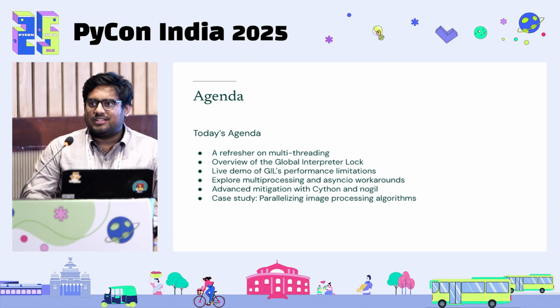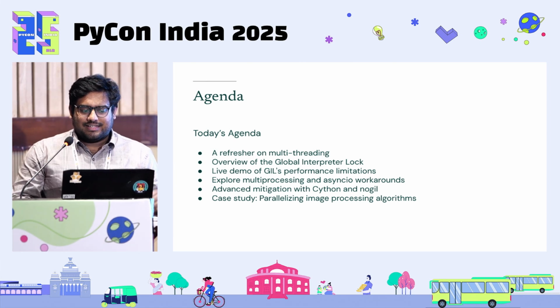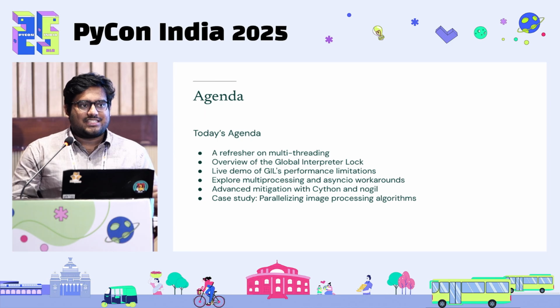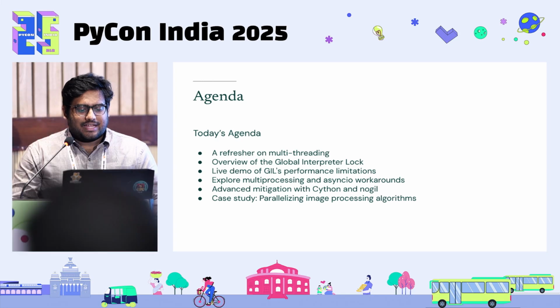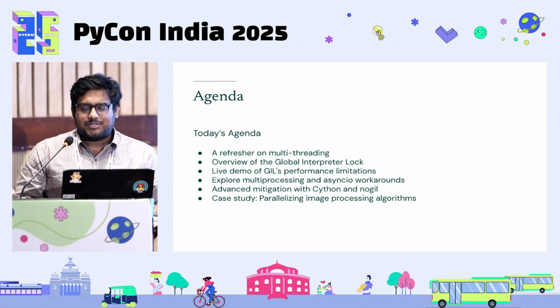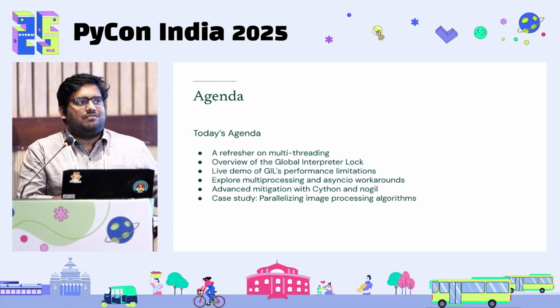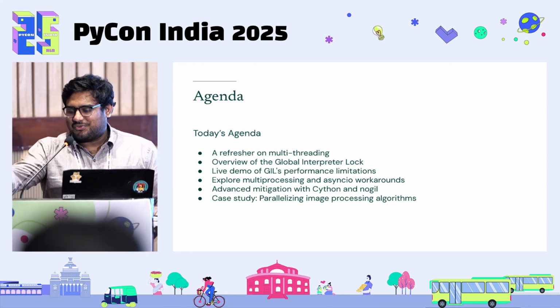Okay, moving on. For today's agenda, we'll first get a quick refresher of what multithreading is. We'll have an overview of the GIL, the Global Interpreter Lock, and we'll see a live demo of the GIL's performance limitations. Then we'll explore multiprocessing and asyncio workarounds, and then we'll learn advanced mitigation with Cython and the nogil directive. And then we'll have a small case study where we parallelize image processing algorithms using the advanced mitigation patterns that I just discussed.